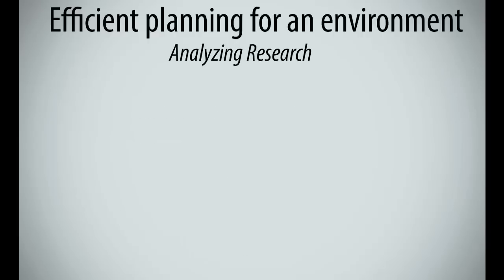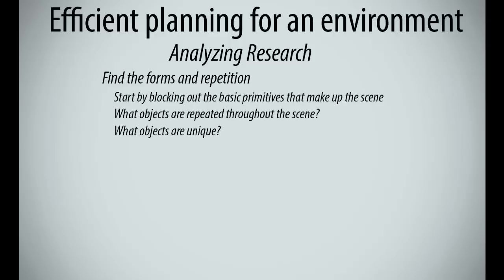Okay, and the next part is analyzing your research. Once you've got your research, you need to break it down, you need to come in and find the forms, the repetition. You need to start by blocking out the basic primitives that make up the scene, what objects are repeated throughout the scene, and what objects are unique. These are the things you need to look for when you are planning a modular environment, which is effectively what modular environments are. They are blocks and things that are duplicated throughout the scene, and finding where we can use those is definitely a good thing to plan out in the research stage.